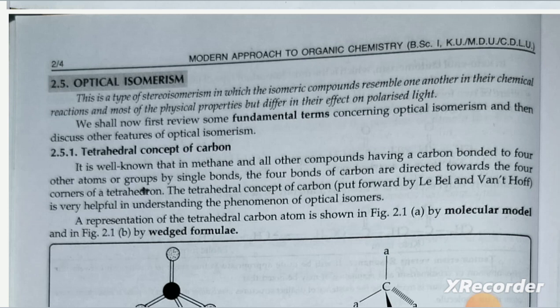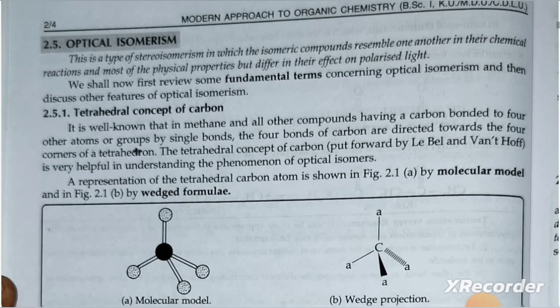First, the tetrahedral concept of carbon. It is well known that in methane and all other compounds having a carbon bonded to four other atoms or groups by single bonds, the four bonds of carbon are directed towards the four corners of a tetrahedron. The tetrahedral concept of carbon put forward by Le Bel and Van 't Hoff is very helpful in understanding the phenomenon of optical isomers. A representation of the tetrahedral carbon atom is shown in figure 2.1a by molecular model and in figure 2.1b by wedge formula.